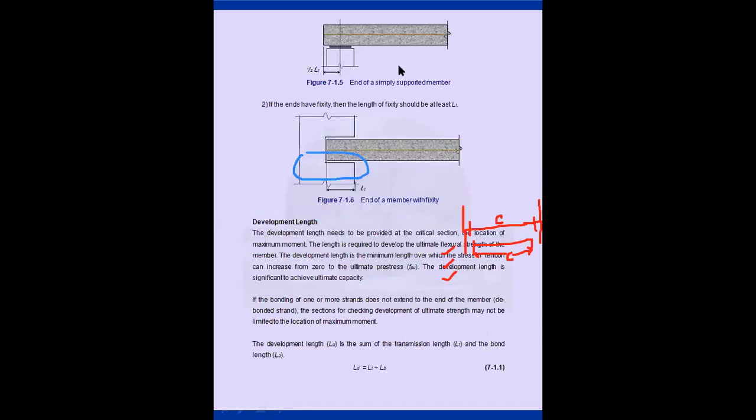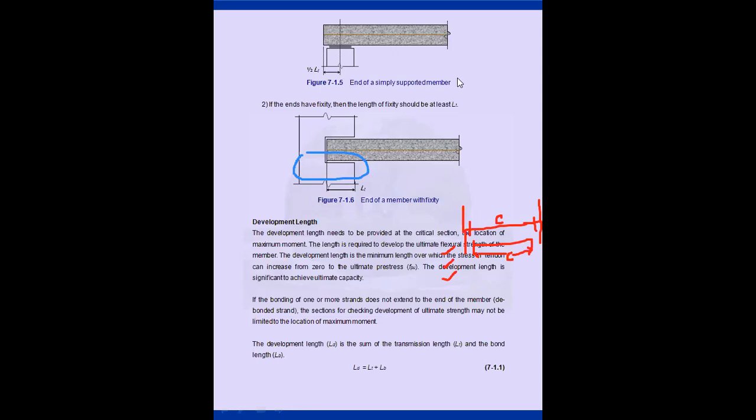Yeah, so let's see this. This is a simply supported beam, supported on two supports. Here, see what your transmission length is. LT is the transmission length. Let us take a simply supported member. How much transmission length is to be placed to transfer the load from strands to the concrete? At this end it should be half of LT, and at the other end it should be half of LT. Altogether, it is LT.